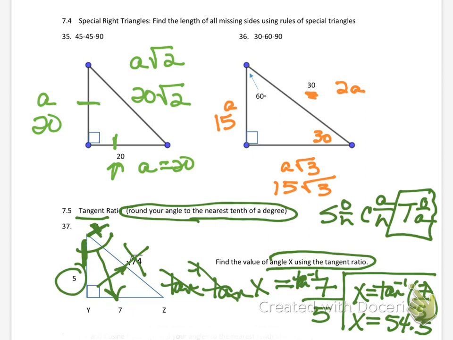54.5. Whenever you are looking for angles, you will always do the inverse tan operation. When looking for sides, you use straight up tan, and we will practice this going forward. But this completes 7-4 and 7-5.